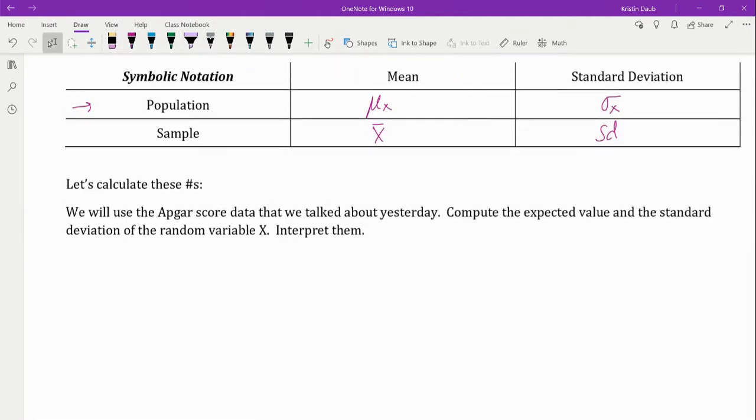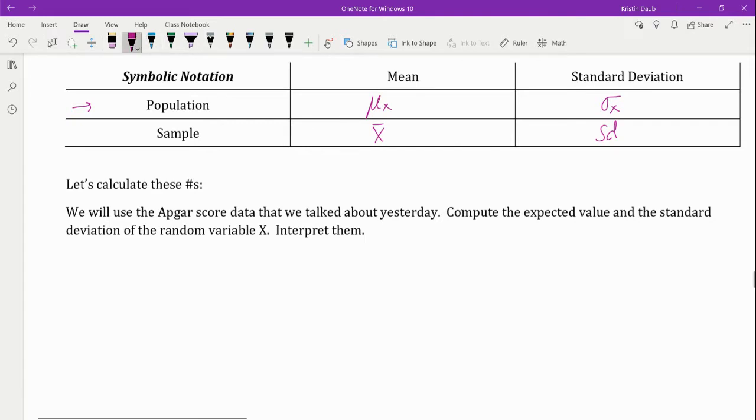So we're going to use the APGAR score data that we talked about in class when we talked about the discrete random variables, and that's going to be just a couple pages back from here. That's going to be on page 19 if you want to go back and look there. I want to compute the expected score and the standard deviation of the scores, and then we'll go ahead and interpret them. Okay, so I'll do the first one together, and then I'll let you do the second one down there where it says try it.